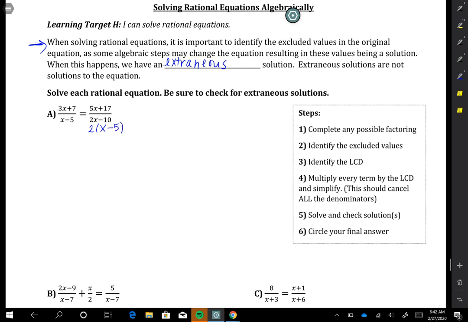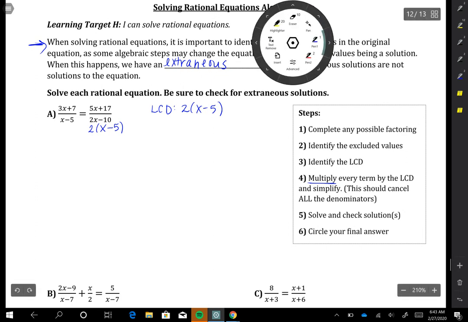Now we're going to think about what the least common denominator is. If we were adding these, what would both denominators need to have? They would both need to have a 2 and an x minus 5. But what we do differently with the least common denominator now is right here in step 4: multiply every term by the LCD and simplify. I'm not saying multiply by every term's numerator and denominator, just term in general. So that really means you just need to multiply it by the numerator.